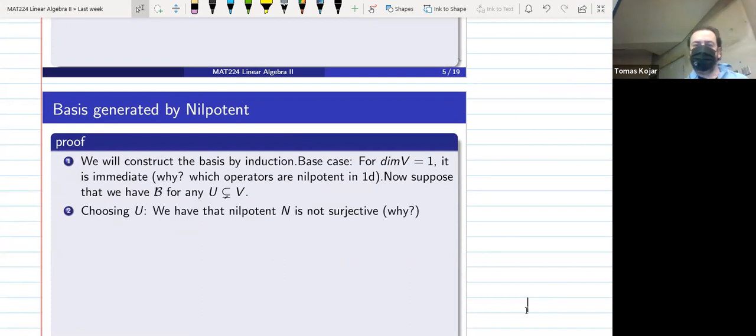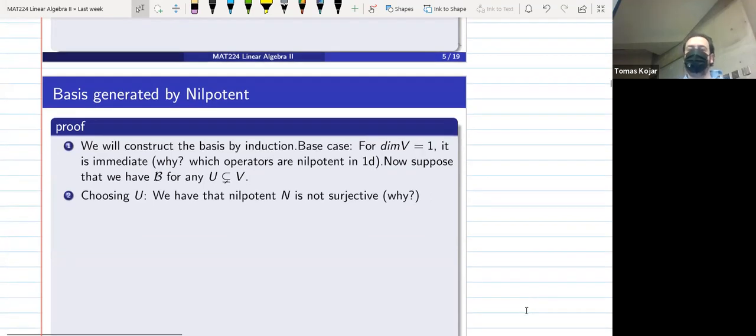N is nilpotent, so it's not surjective. Can you guess very quickly why? And why is it not injective? And why does it have non-zero kernel? The dimension of the kernel and the dimension of the image.